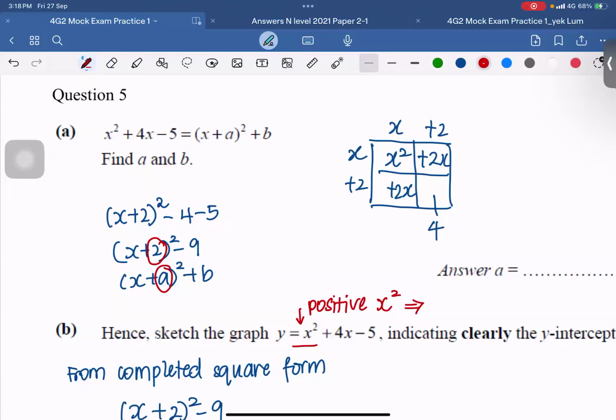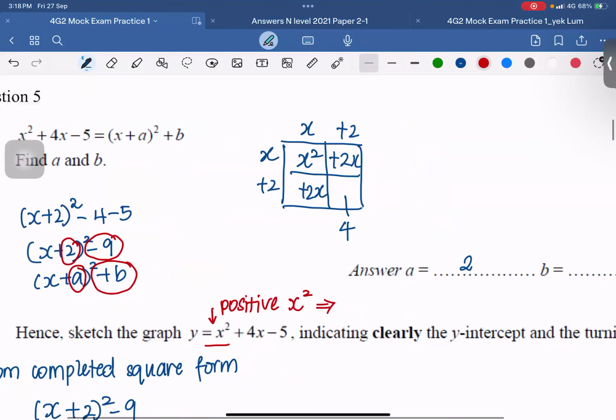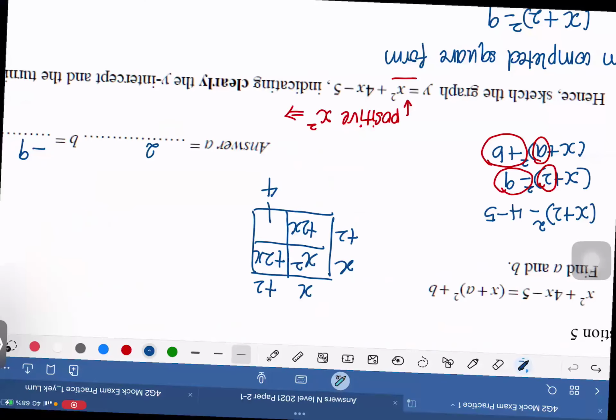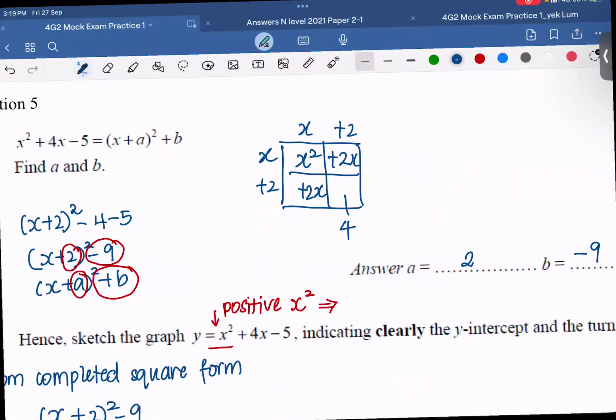Correct. But what is the value for b? B is with a sign. B is the number -9. So please do not just write 9 in this case. If they put minus b, then b will be just the number 9. But if it's not, then we need to write down the sign. Okay? Now, how do we use this to draw the graph?